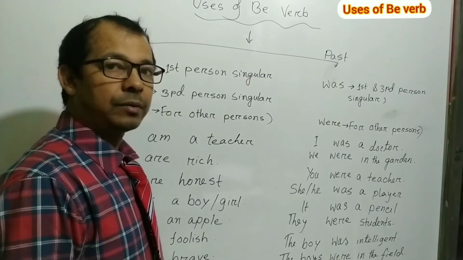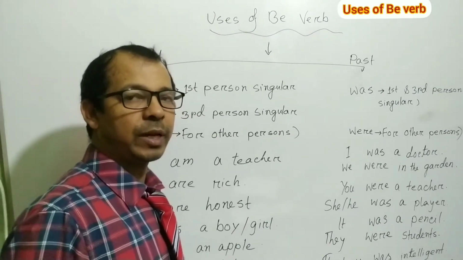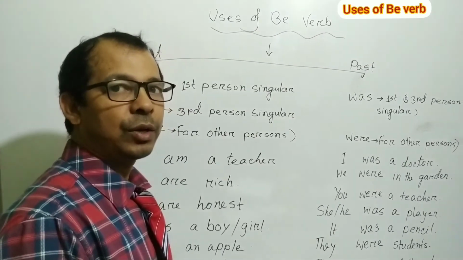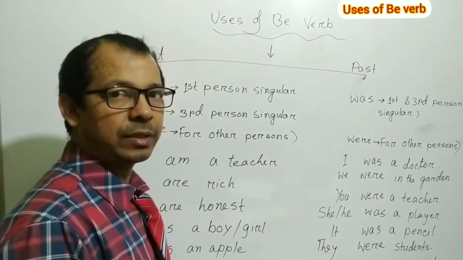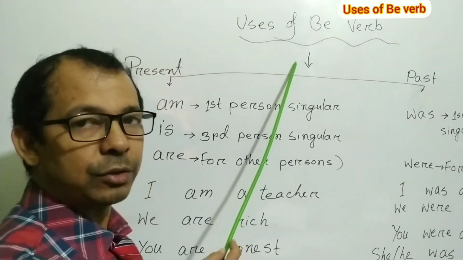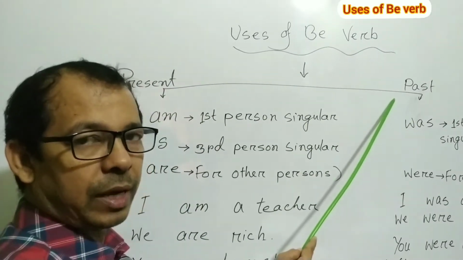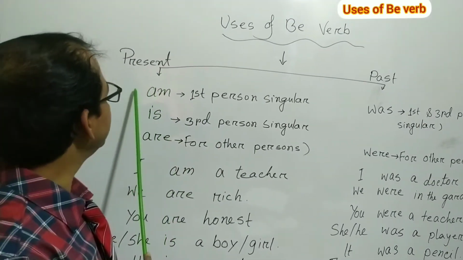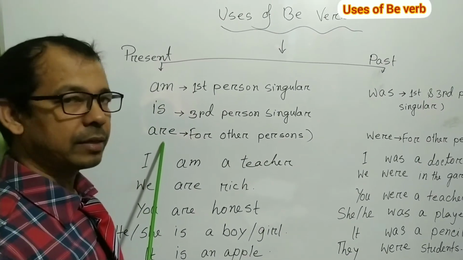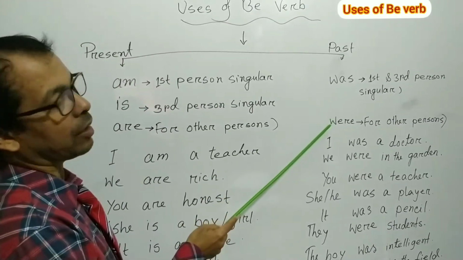My dear student, now we will learn the uses of be verb. At first, we have to know what the be verbs are and which persons they are used with. Be verbs are used in two forms: present form and past form. In present form, there are three be verbs: am, is, are. And in past form, was and were.